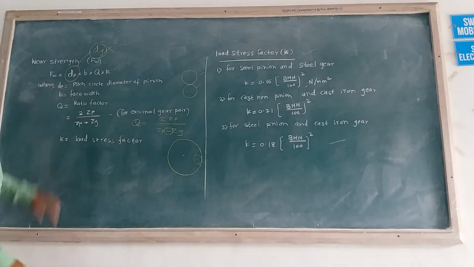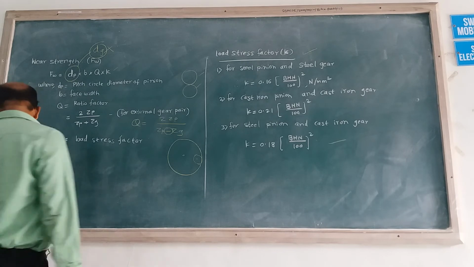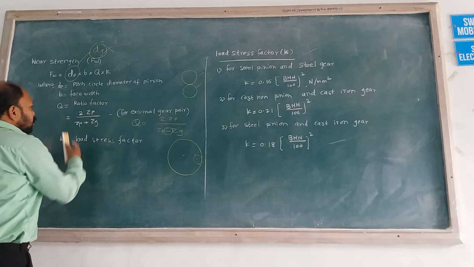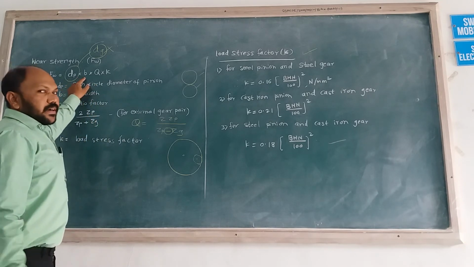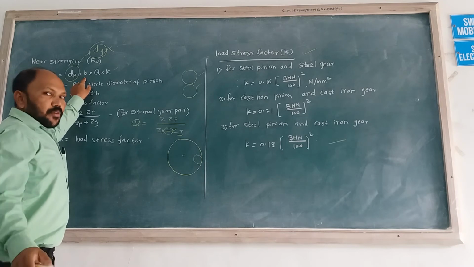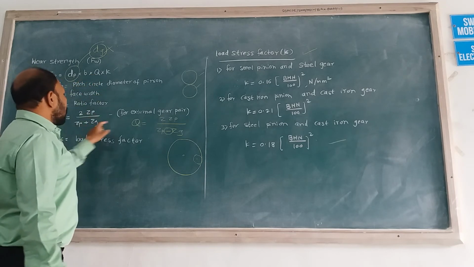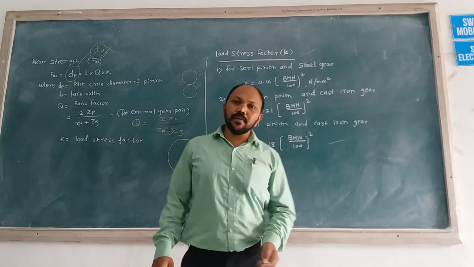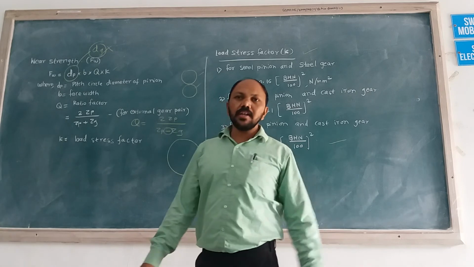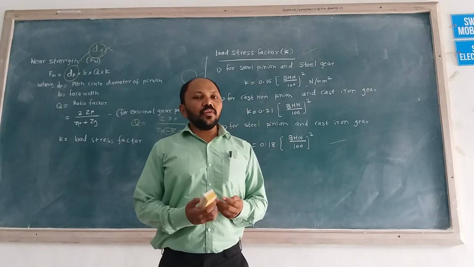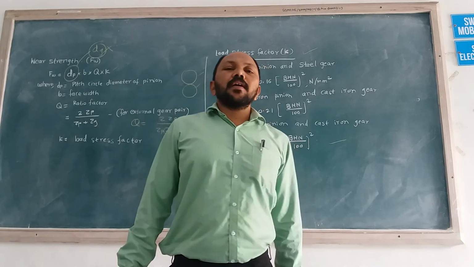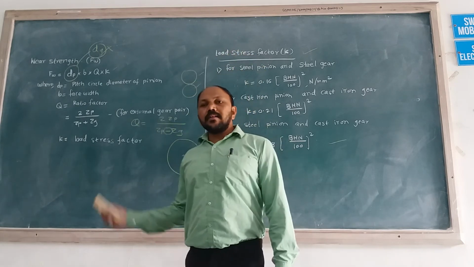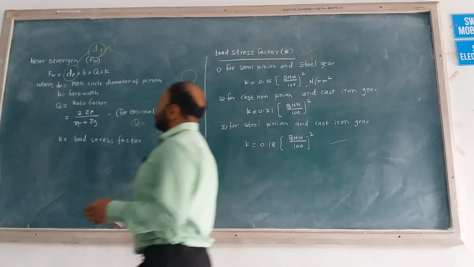So Fw is equal to dP into B into Q into K. This is the wear strength calculation. All these values you find out. B is already available in terms of module, Q is calculated from here, and K is calculated by choosing any one condition and substituting. You get this Fw value in terms of module m. Why module m? Because the module is not available, so you get this answer in terms of module.